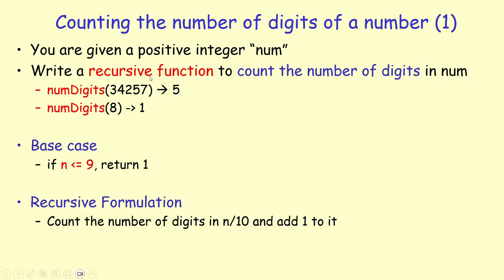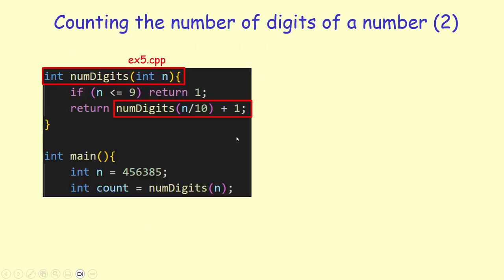In this case, it is 7. So you're left with 3425. Recursively count the number of digits in 3425. And now when we return from the recursion, we have to add 1 to it because the last digit we peeled off is one of the digits of this number. So that's the recursive formulation. And here is the code for it.